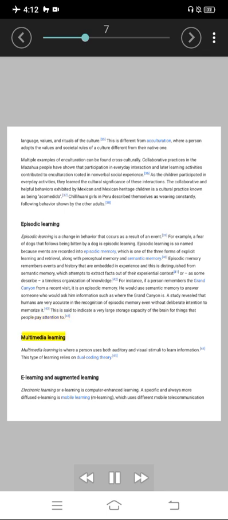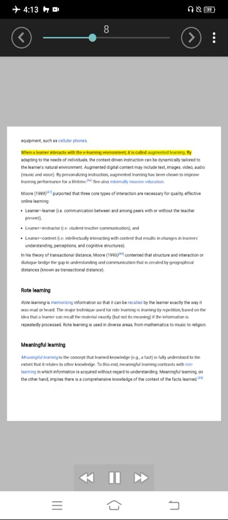Multimedia learning. Multimedia learning is where a person uses both auditory and visual stimuli to learn information. This type of learning relies on dual coding theory. E-learning and augmented learning. Electronic learning or e-learning is computer-enhanced learning. A specific and always more diffused e-learning is mobile learning, m-learning, which uses different mobile telecommunication equipment, such as cellular phones. When a learner interacts with the e-learning environment, it is called augmented learning.